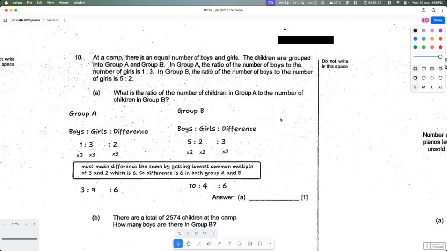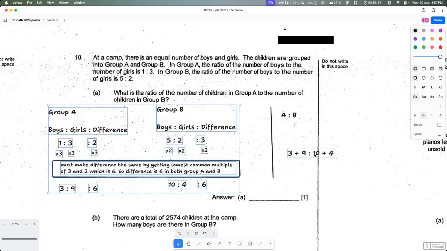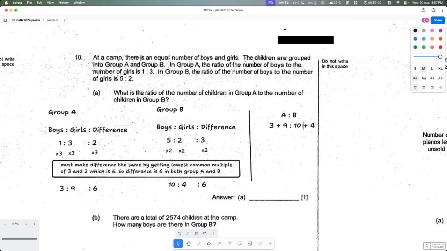So let's do one line over here. That means the total. A is to B is basically 3 plus 9 is to 10 plus 4. So then we will just add them together, which is equal to 12 is to 14, which is also divided by 4, which is 3. No, cannot. So it's just 6 is to 7. All right, there you go. The answer is 6 is to 7. Okay, let's move on to the next question.